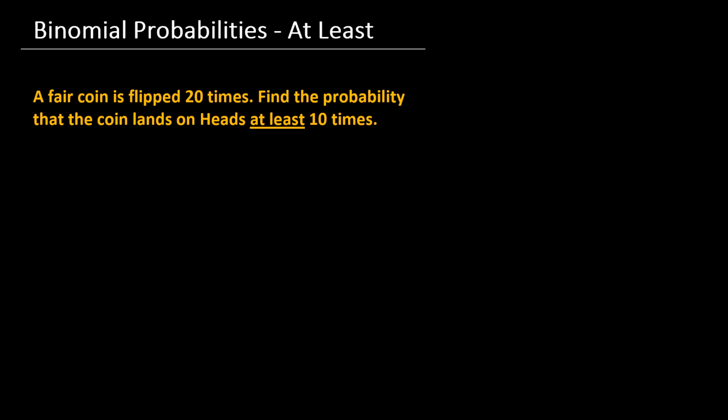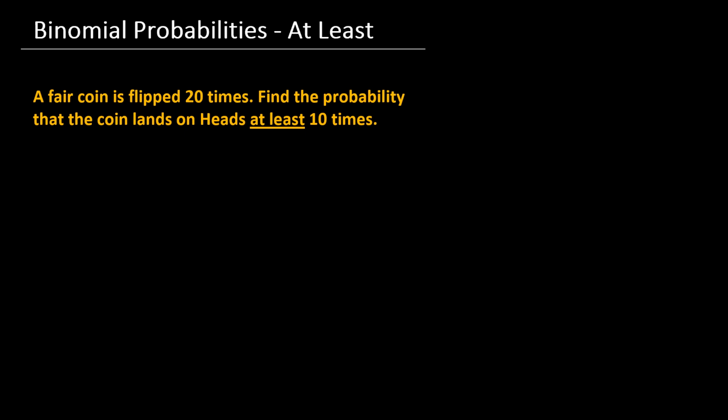So we have a fair coin and it's flipped 20 times. It lands on heads or tails. Each coin flip is independent, so this is a binomial type random variable. Find the probability that the coin lands on heads at least 10 times.